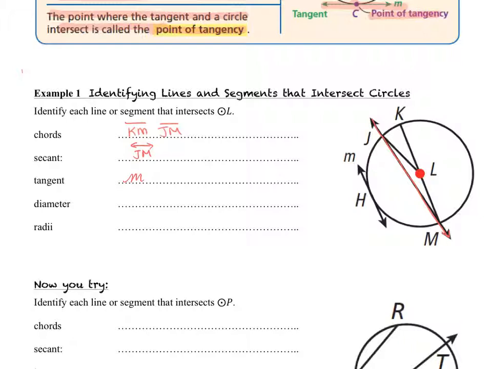That's a cursive M. And then the diameter, well, we know that a diameter cuts through the center of the circle and is a chord. So that would be diameter KM, line segment KM. And for the radii, well, a radius is half of the diameter, so K to L, for instance, is one of them, but there can be more than one. That's why we call it radii when it's plural. So KL, JL, and LM. So do the now you try and hit play when you're ready to see the answers.